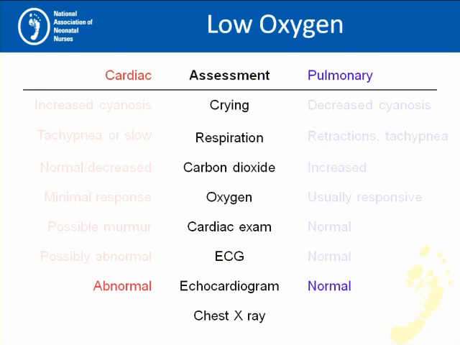Echocardiogram. Echo findings may be abnormal for cardiac etiologies. Echo findings are normal for pulmonary etiologies. Chest X-ray. Chest X-ray will show abnormal shape, size, and position of heart with cardiac etiologies. Chest X-ray may show lung disease with pulmonary etiologies.